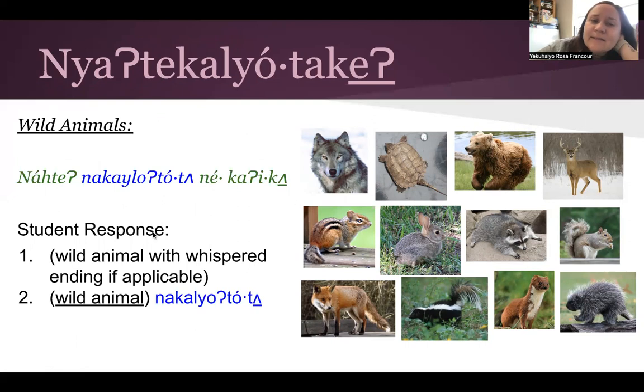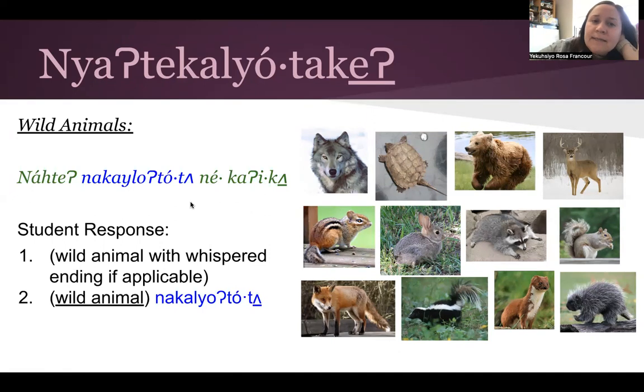Okay, so what kind of wild animal is this? Remember, you can respond simply with just the wild animal, like number one, or you can respond with the animal plus nagaliotod. I'm going to point to one, and hopefully you can see my little arrow, and I want you to respond, and then I'll give you a little time. If you need more time, just pause the video, and then I'll respond with the correct answer. So, nante nagaliotoda kaig. Skahnaksa nagaliotod. So that's a fox.